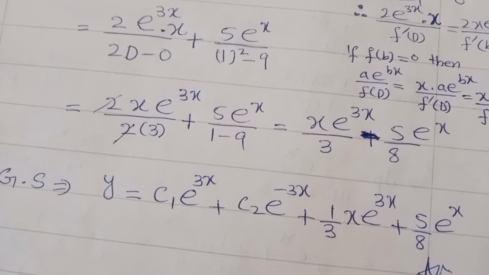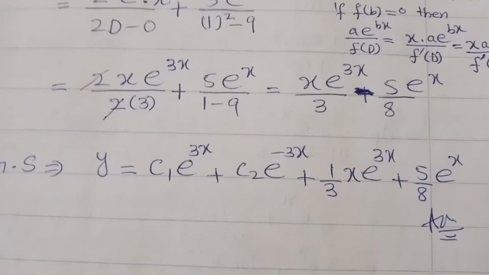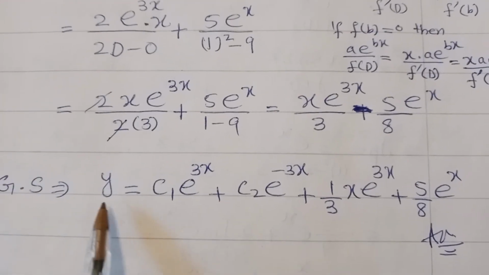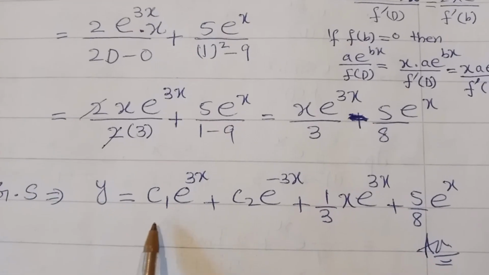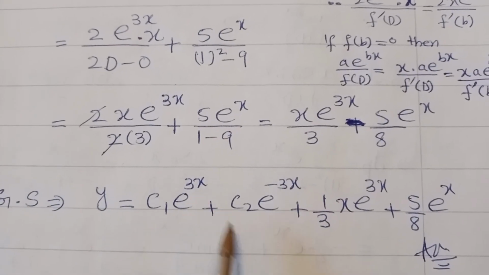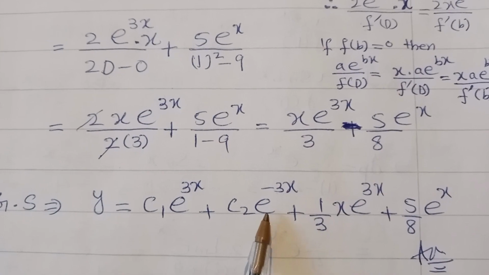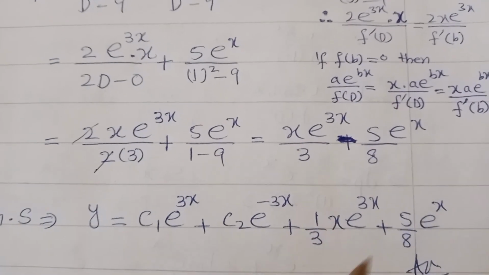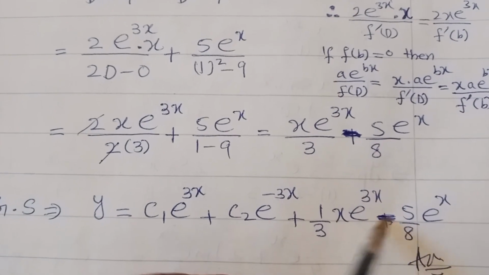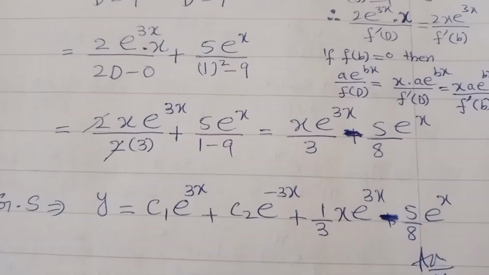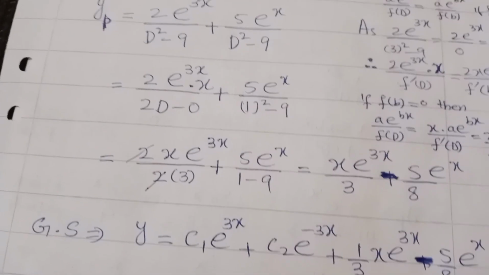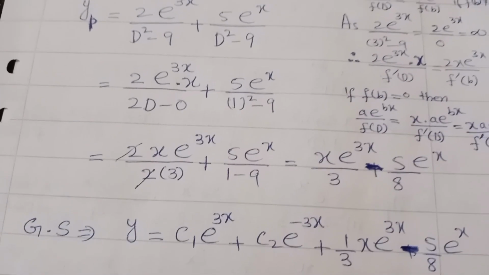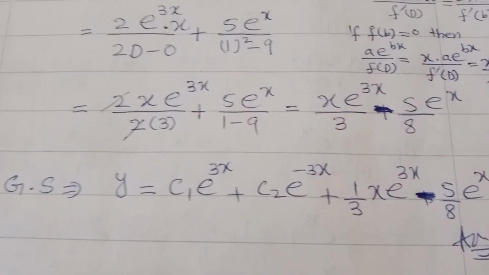So the general solution of the differential equation we can write as y is equal to yc plus yp. So yc is c1 exponential 3x plus c2 exponential minus 3x, plus 1 upon 3 x exponential 3x, and this will be the minus sign, minus 5 upon 8 exponential x. So this is the solution of this differential equation.